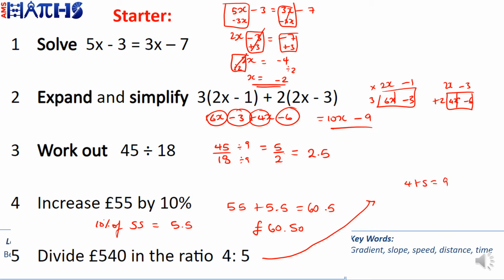Then we're going to divide the 540 by 9, which gives us 60. Then we're going to multiply each number in the ratio by 60. So 60 times 4 is 240, and 60 times 5 is 300. So the amounts we're supposed to get are 240 pounds to 300 pounds.